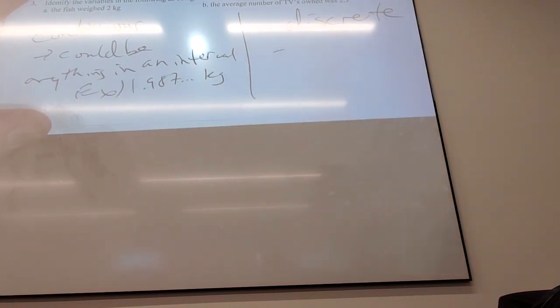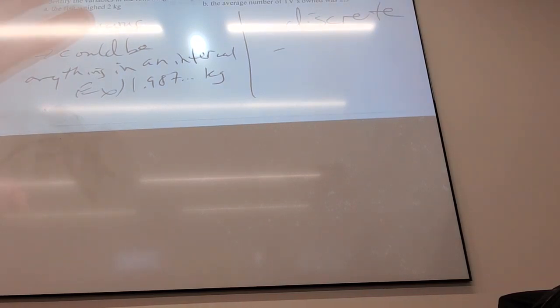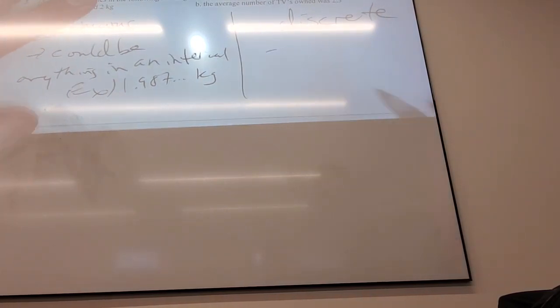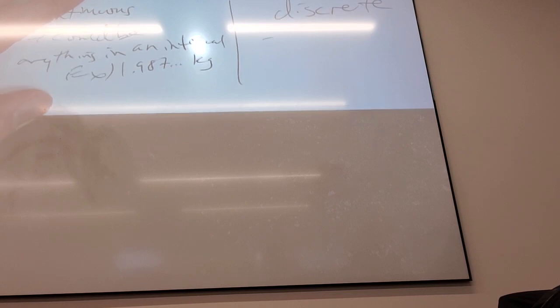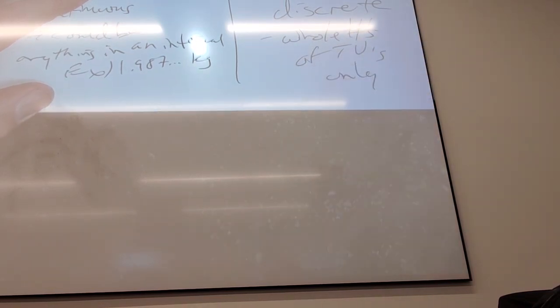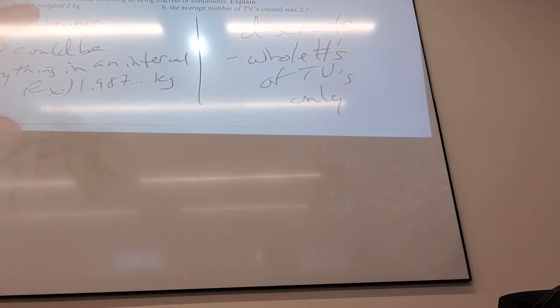This one is discrete. Why? No one owns part of a TV. Well, they do, but we wouldn't call it a TV unless it met some parameters. So either you've got a TV or you don't, right? So you can only have a whole number of TVs. Okay, I like it. You with me?